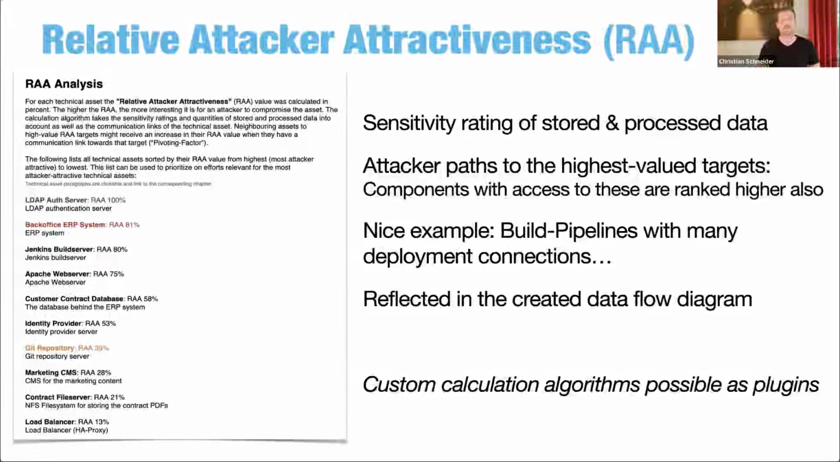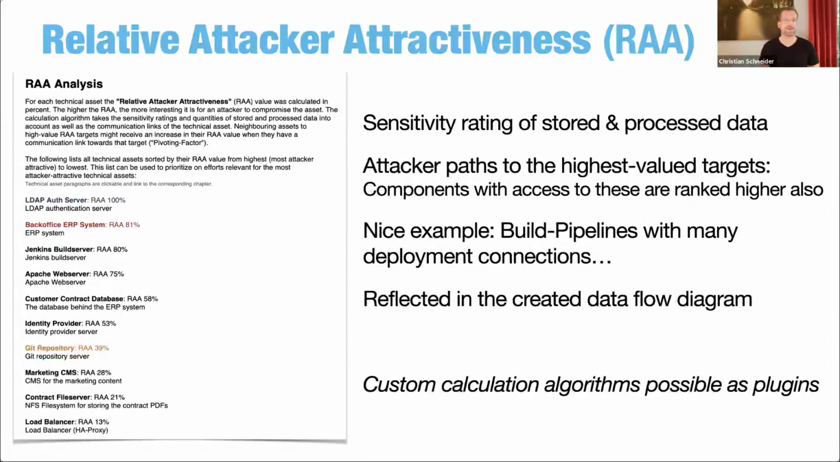Nice one, relative attacker attractiveness. This one is also generated, or calculated actually. That's a value, a number ranging from 0 to 100%. That's a pluggable algorithm inside Agile. And the default one is basically assessing each of the modeled components to see what kind of data is stored or processed. It's more interesting for an attacker if it's stored data, of course, on or by that component, and how these data assets are rated in terms of confidentiality, integrity, and availability. And the higher the rating and the more interesting data there is, the higher the number for that component.